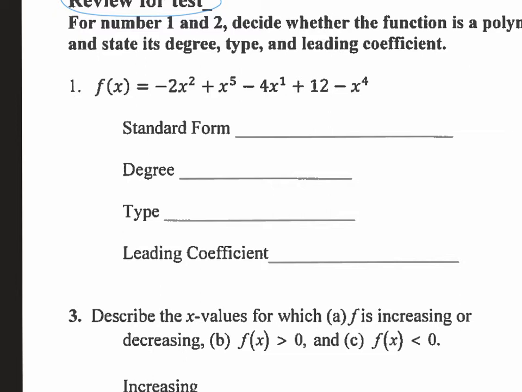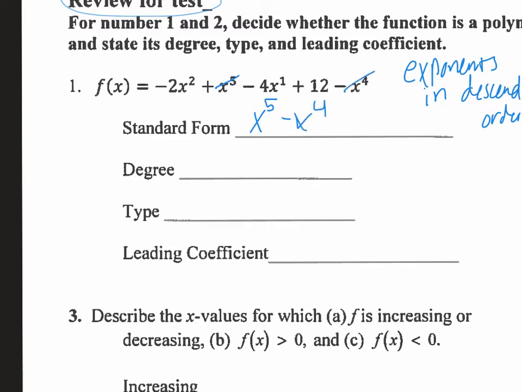But yeah, so number 1 and 2, right? Pretty simple. We've got to first do standard form, meaning that our exponents have to descend in order. Exponents in descending order. Right? So we've got to put them in descending order. So our highest one is x to the 5th. Right? X to the 5th, so that goes first. That gets crossed off.